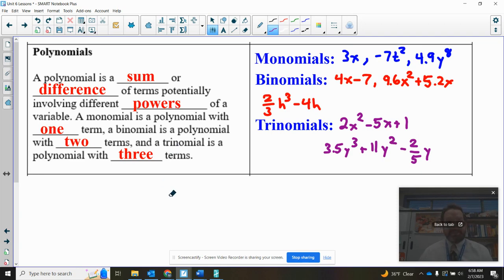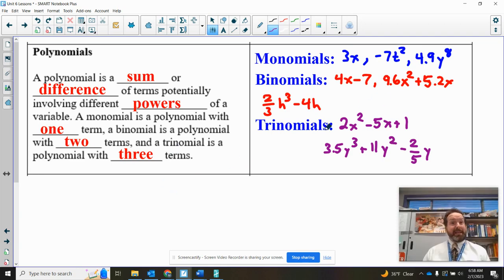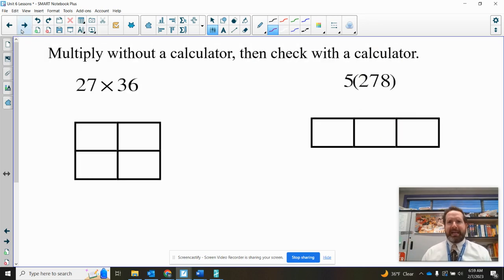What we want to do together is learn how to take complicated looking expressions like these and multiply them. We already know how to add and subtract them by combining like terms. Let's go about the multiplications. Now, to motivate what we're doing, I want us to think about these 2 multiplications. So when I say multiply without a calculator, I don't know how you were taught, but back in the day, I was taught to multiply this way.